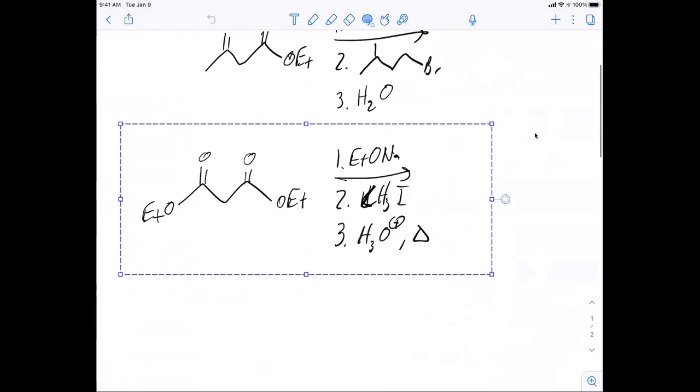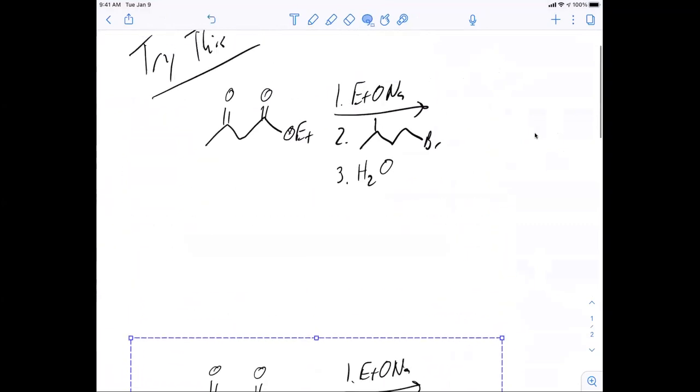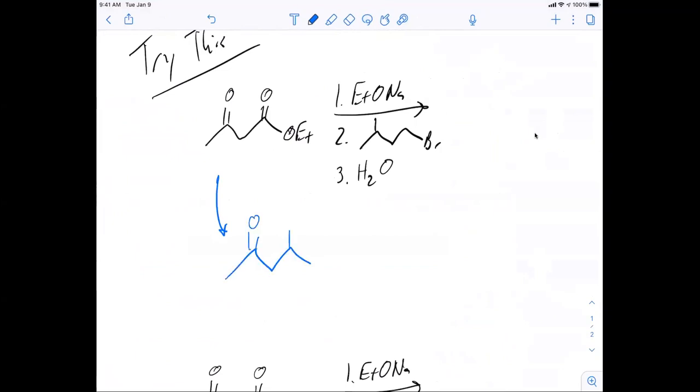Again, anytime you see multiple steps, break it out, do it step by step. So the first thing that's going to happen is we're going to form the enolate. Remember, this whole chapter, we're either forming an enolate or an enol. So once we have that, we can react that with our electrophilic carbon. Again, drawing this out can help us make sure that we put it in the right location.